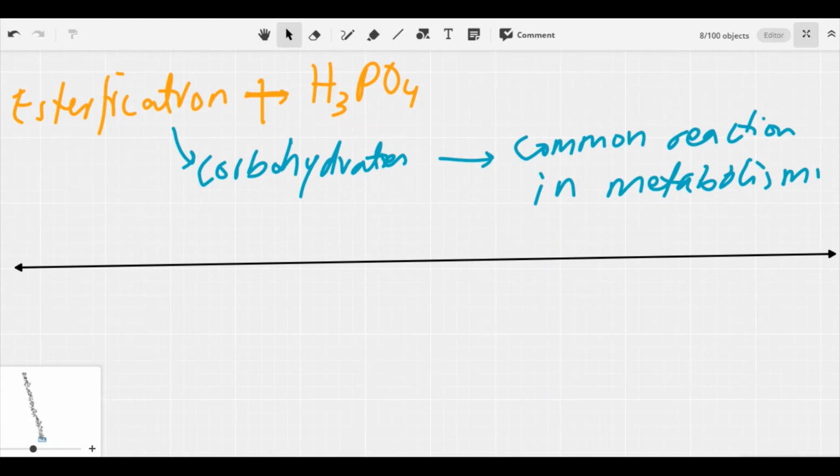In the next video we will discuss the glycosides, and then we will do the polysaccharides and also the disaccharides and oligosaccharides.